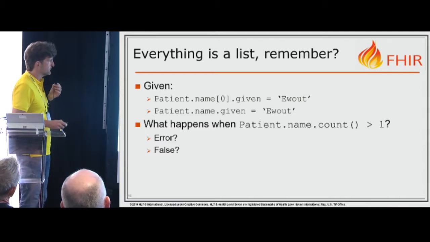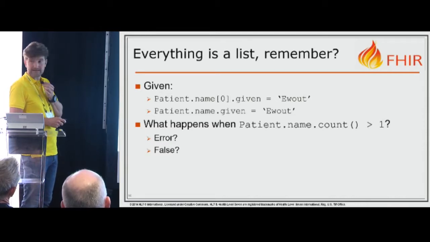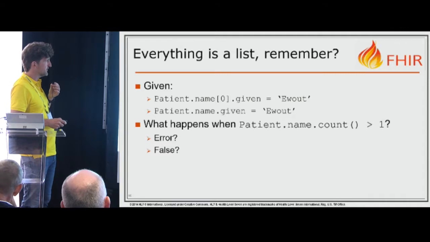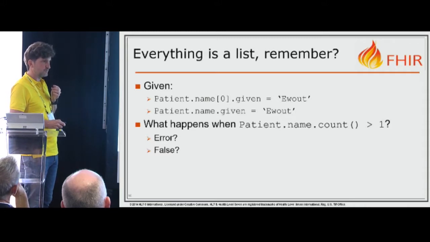The answer is it's false, because what you're doing is comparing a list of givens to a list of strings with just one thing in it, and that's Ewout. So they're not the same, because the list on the left-hand side, if there are multiple givens, has multiple items, while the list on the right-hand side has one item. So equals here would return false.